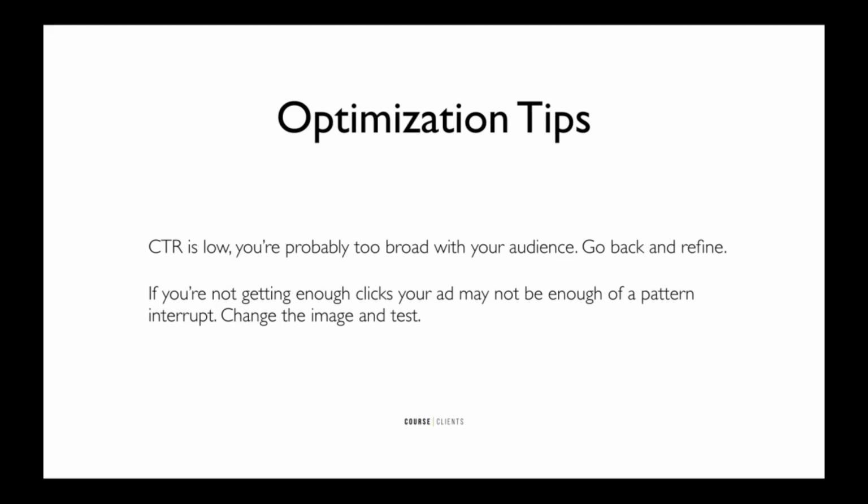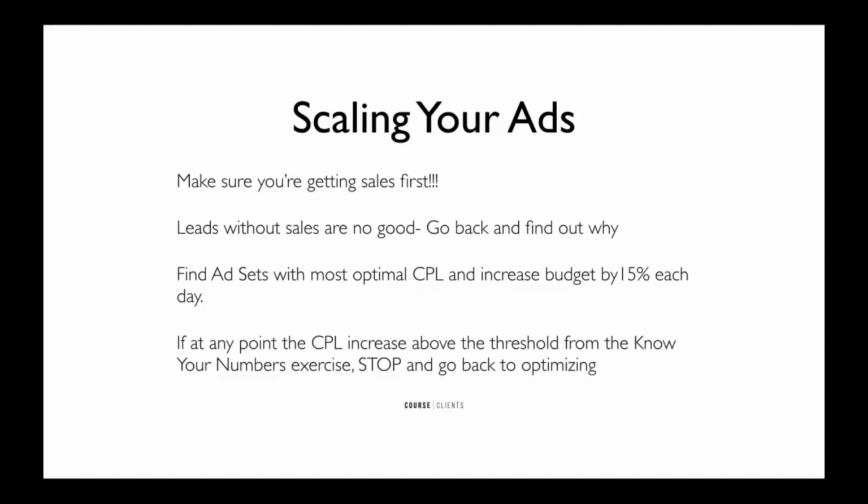Two is, let's say you look at your campaigns and you're not getting enough clicks. If you're not getting enough clicks and you're leaving budget on the table every day, you're not maximizing your budget, chances are it's the image. That image may not be enough of a pattern interrupt. And so you may want to try, like I mentioned before on the previous slide, 2 or 3 different images and see if that gets the click-through rate up, see if that gets you more clicks and more interest and more leads.